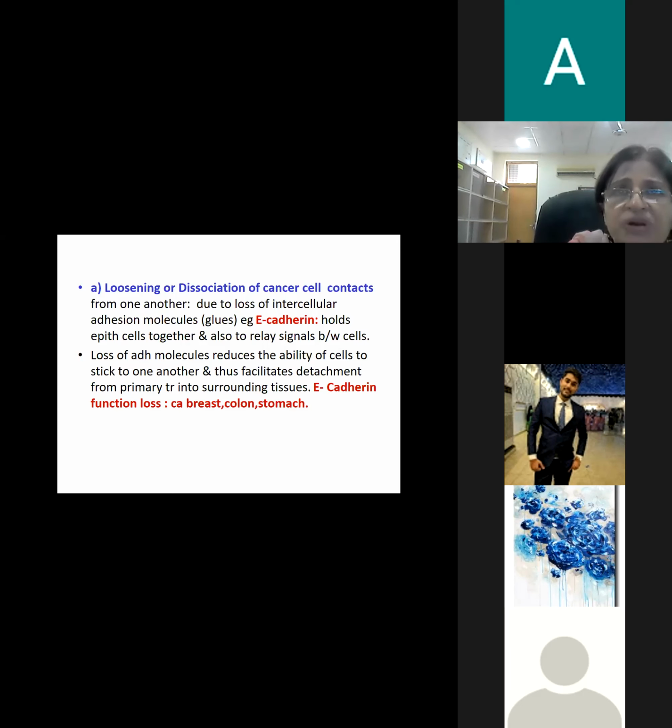When the underlying basement membrane breaks, the cancer cell becomes invasive, right? We studied in situ and invasive carcinoma. Loss of adhesion molecules reduces the ability of the cells to glue or stick to one another, and thus it facilitates detachment from the primary. So loss of E-cadherin adhesion molecule is very commonly seen in cancer of the breast, cancer of the stomach, and cancer of the colon. The 2 most common cancers.